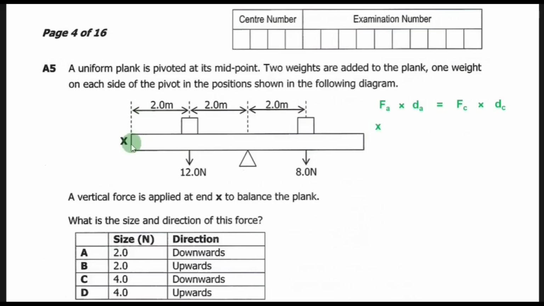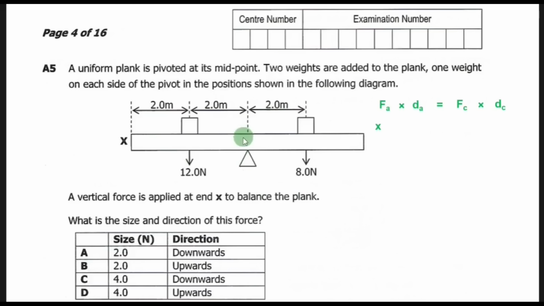The moment of X at 4 can produce a moment, and that moment will be the force itself times its distance from the pivot. Also, this force here produces a moment, which is the force itself times its distance from the pivot. And this force here can also cause a moment, the force itself times its distance from the pivot. So now we are going to apply the principle of moments.